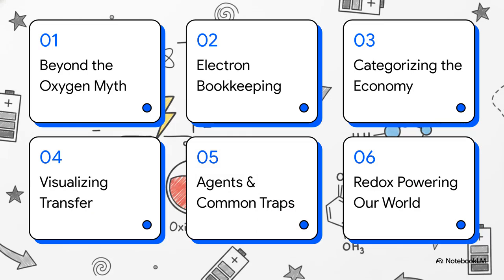Here is the syllabus for today's masterclass. 1. Beyond the oxygen myth. 2. Rules of electron bookkeeping. 3. Categorizing the chemical economy. 4. Visualizing the electron transfer. 5. Agents and common student traps. And finally, 6. Redox powering our world.